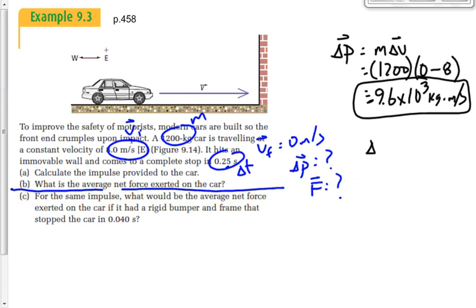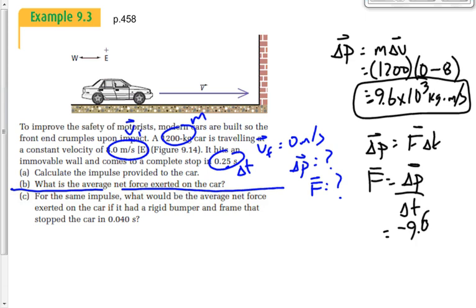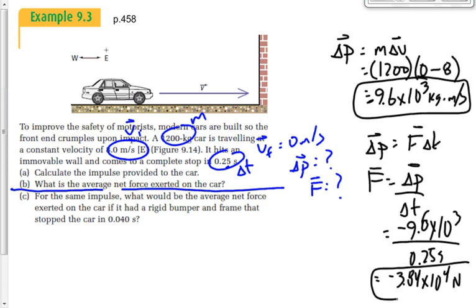Well, now let's use the other part of the impulse equation. We've got negative 9.6 times 10 to the 3 divided by a time interval of 0.25 seconds here. Do that math. Negative 3.84 times 10 to the 4. Is that right? Good? It's a big force, right? That's a big force.